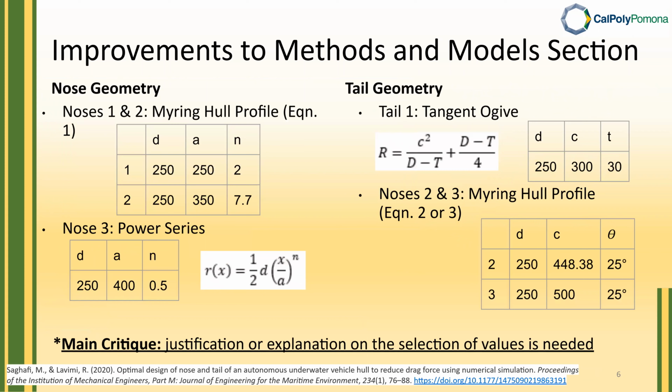Another improvement I would make is that the authors state what equations they use for the nose and the tail shapes and how the values in each equation are varied, if at all. However, they don't explain why these numbers are used. There's an infinite number of possible combinations, and I would have liked to see some explanation or justification as to why these numbers were selected for comparison.